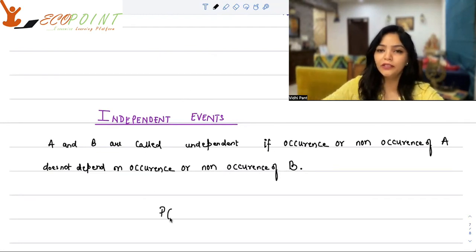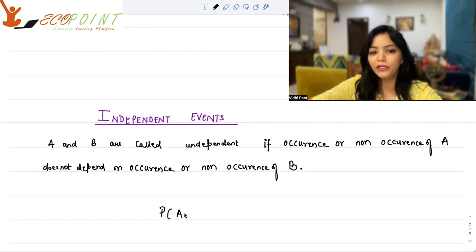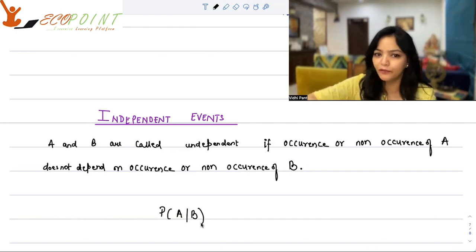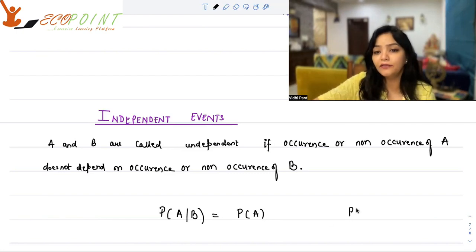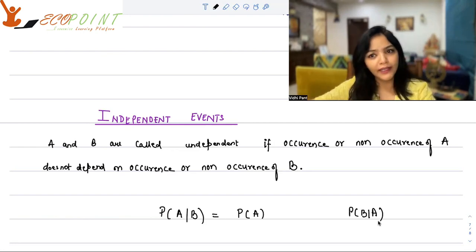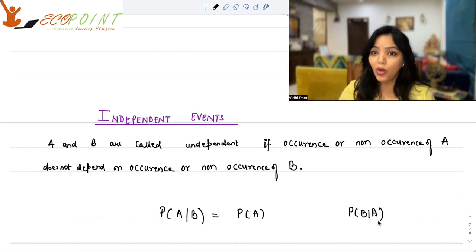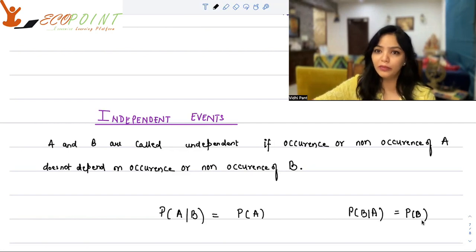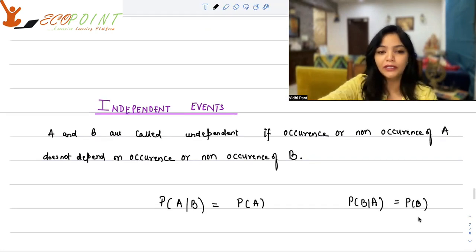So what's going to happen here is the conditional probability, suppose we are looking into the probability of A, given that B has already occurred. Now, there is no impact under the concept of independence. If they are independent of each other, there should not be any impact of occurrence of B, right? So this should be equal to the probability of A itself. Similarly, if you look at the conditional probability of B given A. So A has already occurred, but there should not be any impact on B under the concept of independence. So the conditional probability of B given A is simply probability B.